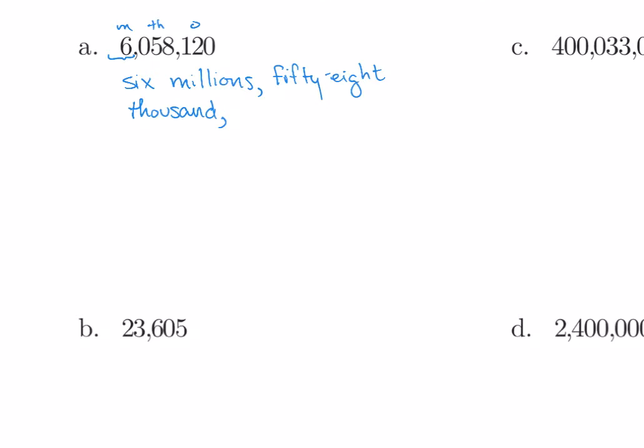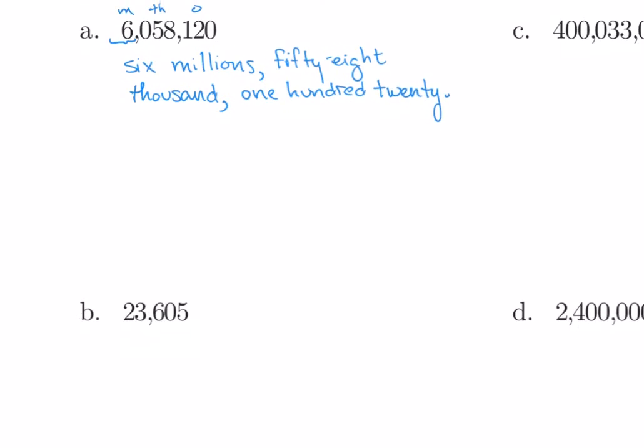And then we move to the last period. What is this number? This is 100. Don't say "and 20," it's just going to be 120. And you're done.